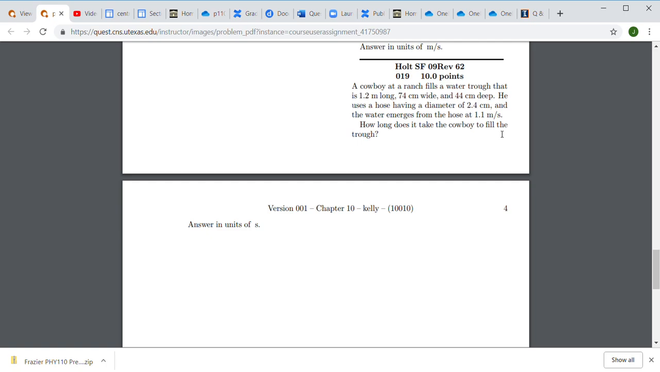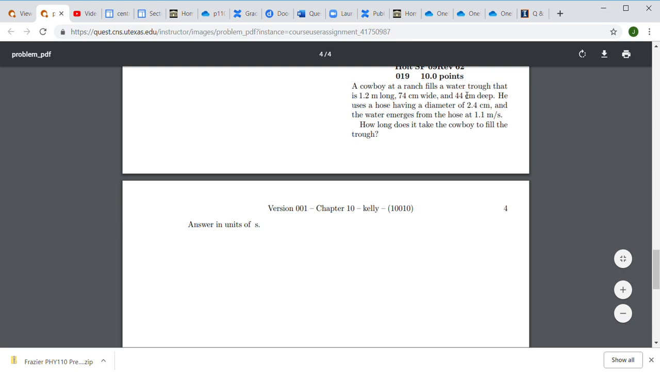So the idea here is, if we could calculate the volume flow rate, the rate at which volume is flowing, then the rate at which it's flowing times the time it takes is equal to the volume that's been filled up, right? Rate times time is always equal to the amount that's been discharged. So in this case, if we want to get the volume flow rate, we're given a velocity here, but we need the volume flow rate in cubic meters per second.